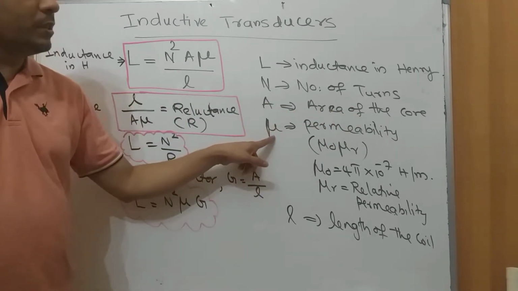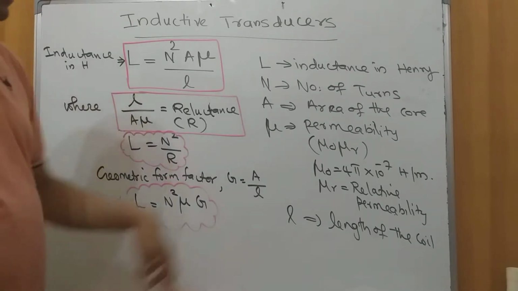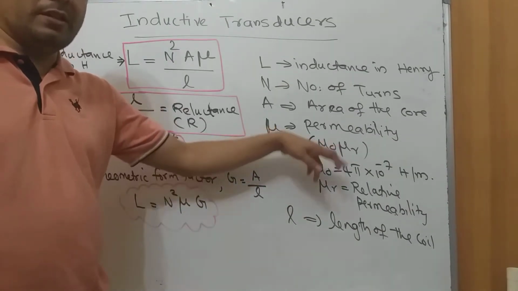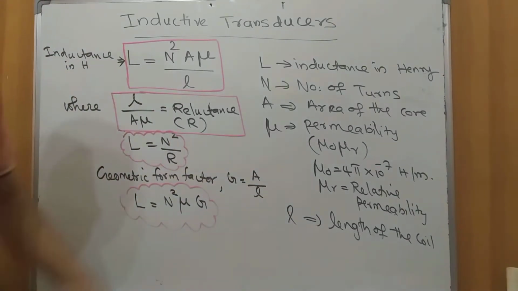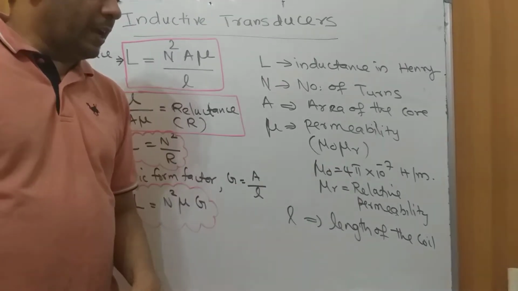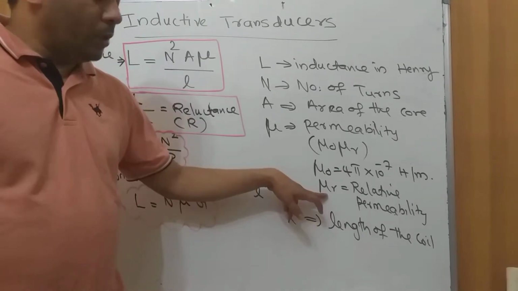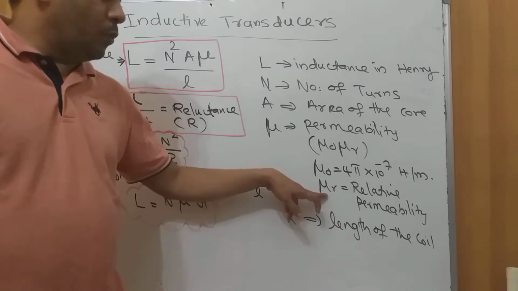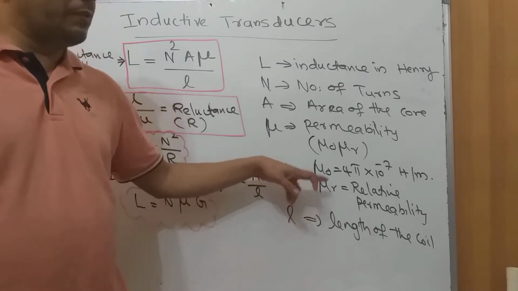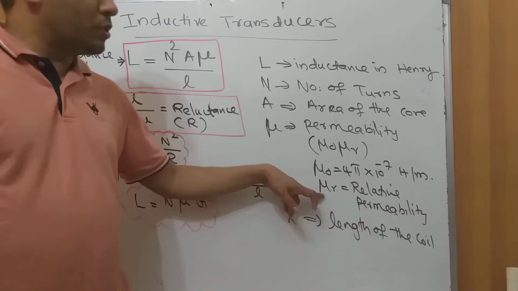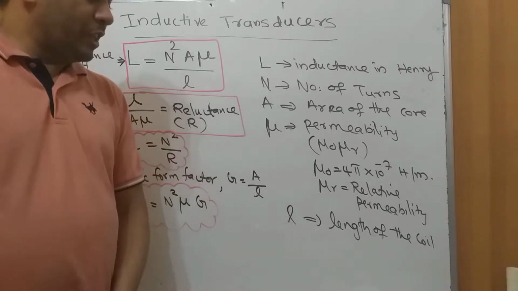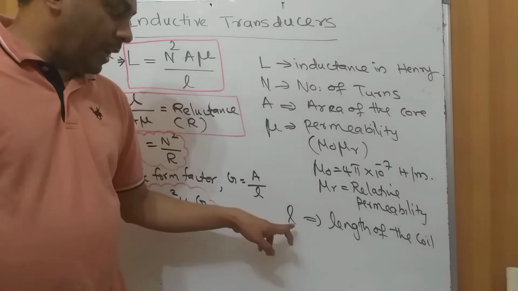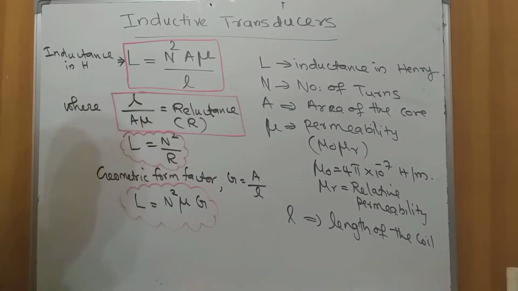And mu is the permeability of the core, and this mu consists of two parts, mu 0 and mu r. Mu 0 is called the absolute permeability, 4 pi into 10 raised to minus 7 Henry per meter, which is a constant term. Mu r is the relative permeability, which is the permeability of a medium with reference to air. Therefore, the mu r of air or free space is equal to 1. And l, the small l, stands for the length of the coil. So the inductance can be calculated using this particular relation.